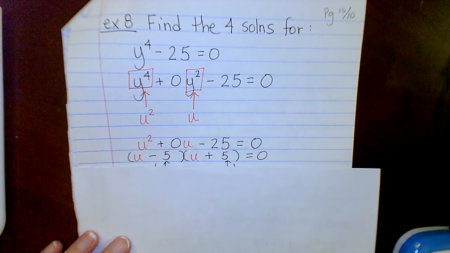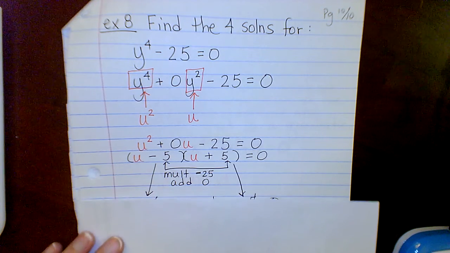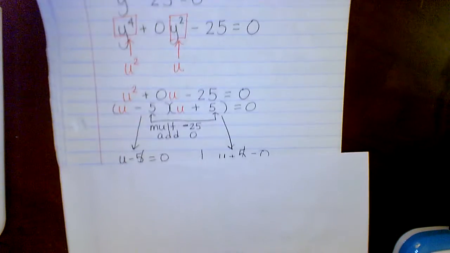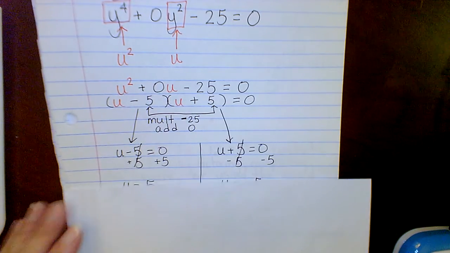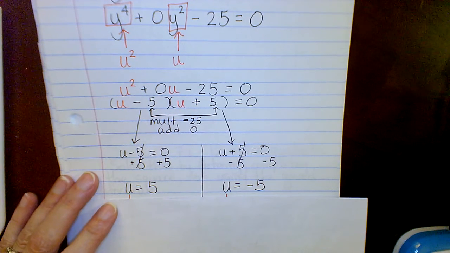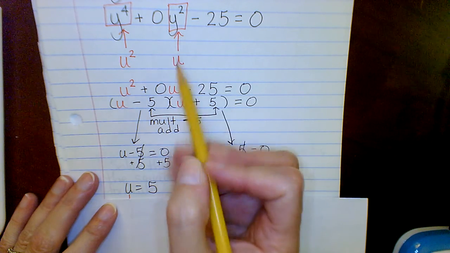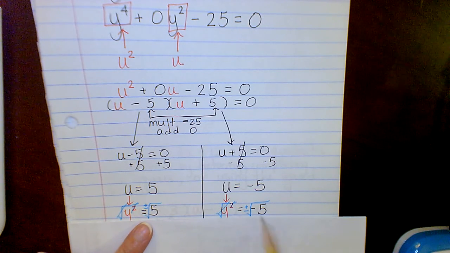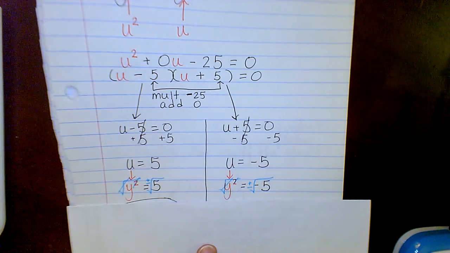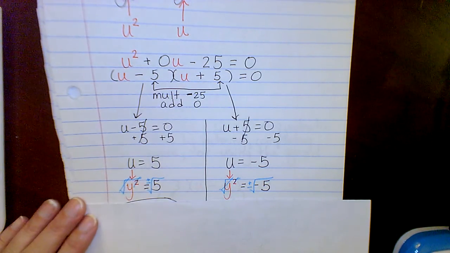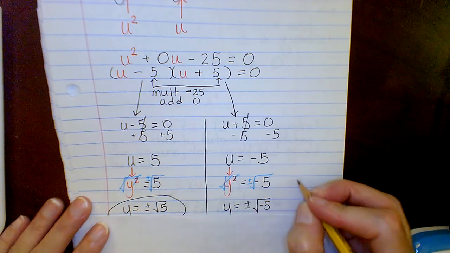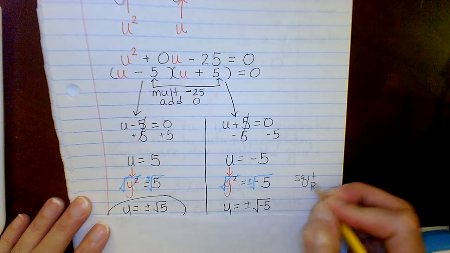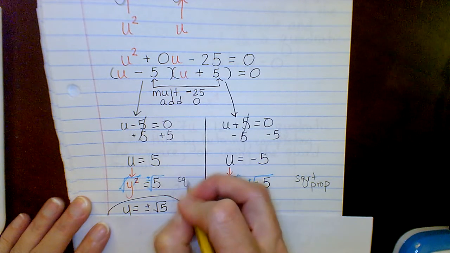This factors into u minus 5, u plus 5. That gives me the two u solutions of 5 and negative 5. Substituting back in for u, we get y squared equals 5 and y squared equals negative 5. All right, those are just the square root property because I've got something squared equals a constant. So both of these are the square root property.